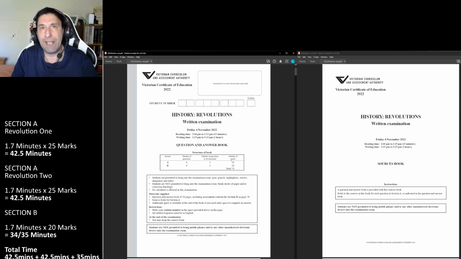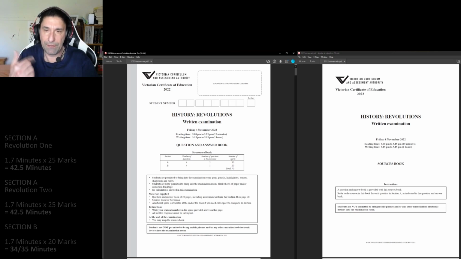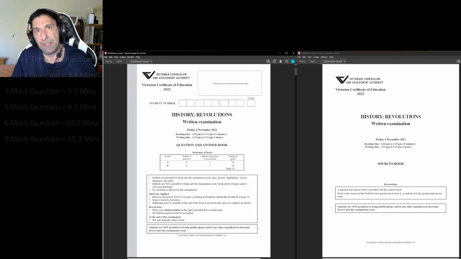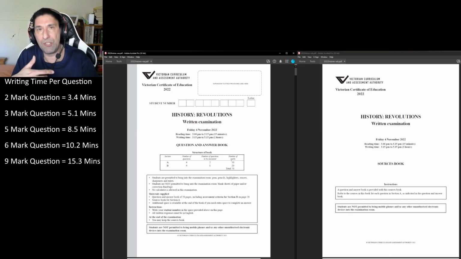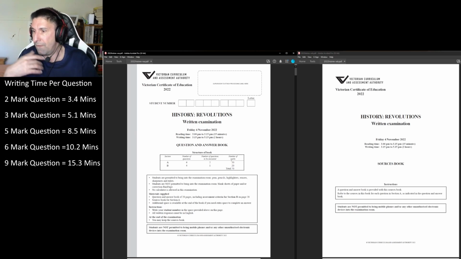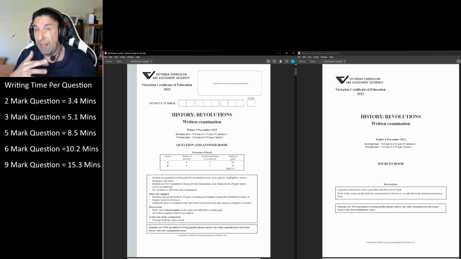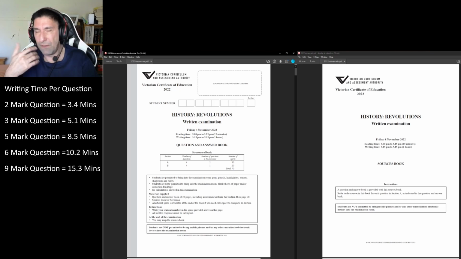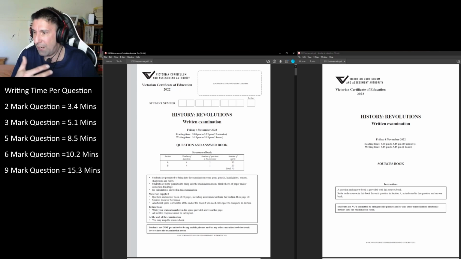Once we start looking at the source analysis questions themselves, if we break it down, we'll see there are 2-mark questions in there. They're the easy ones. You spend about 3.5 minutes on those. For your 3-mark questions, around 5 minutes. For your 5-mark questions, and there's a couple of those in there, about 8.5 minutes. For your 6-mark questions, around 10.